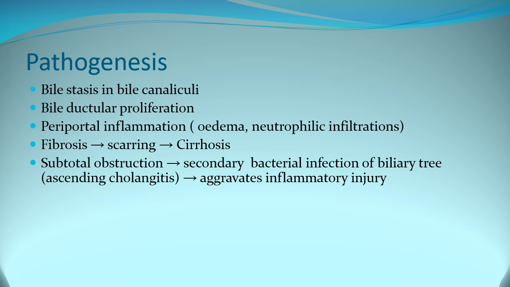and because of this, there is periportal inflammation, edema and neutrophilic infiltration. Because of this neutrophilic infiltration, what will happen? Leukotrienes will be released and lead to fibrosis, scarring and cirrhosis. And when there is subtotal obstruction, there will be secondary bacterial infection of the biliary tree, leading to ascending cholangitis. So ascending cholangitis is a feature of secondary biliary cirrhosis, and this aggravates the inflammatory injury.